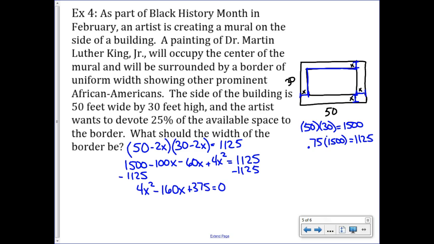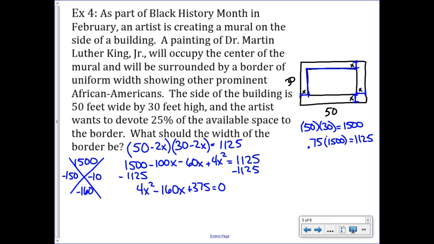All right, now, before I do anything else, I want to look, can I take anything out of there? Looks like 4x and 160 both would divide by 2, but the 375 doesn't. I don't think there's anything we can divide out of there. So 4 times 375 ends up being 1,500. So I need two numbers that multiply to 1,500 that add up to a negative 160. Sounds complex because it's big numbers, but if you take a minute to think about it, it's just negative 150 and negative 10.